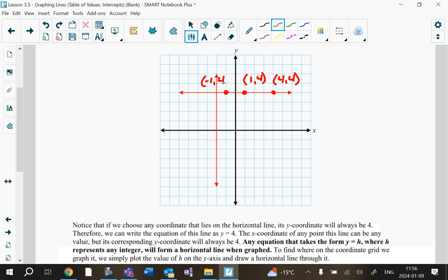What do you notice? The y values are all the same and they're all 4s. So what do we call this line? Y equals 4. Notice this equation doesn't have an x in it. So any horizontal line has the equation y equals some number.